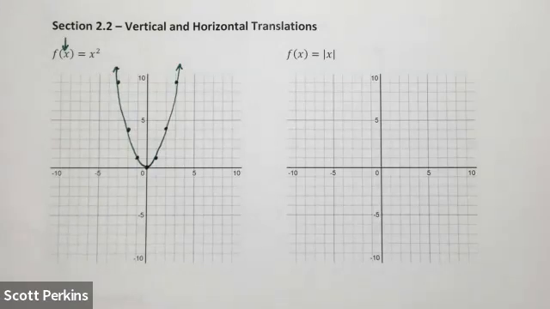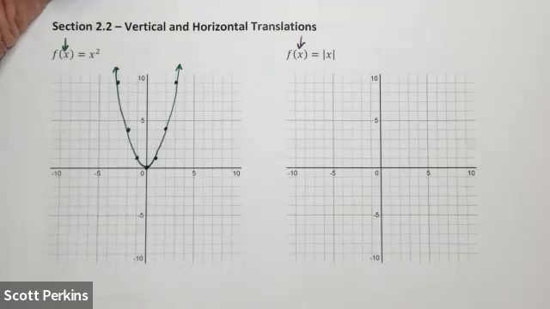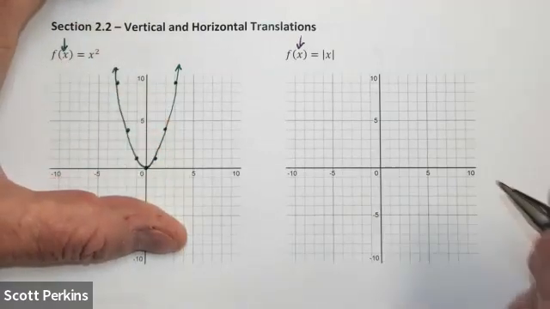The next one, right next door, f of x is equal to the absolute value of x. So the absolute value, any input, any x value that I put in, I am going to now just make positive. So here goes. So I'm just going to pick some values again.